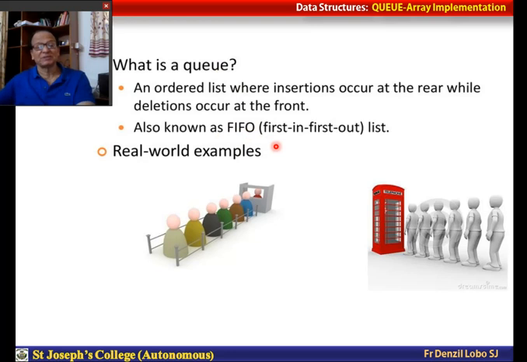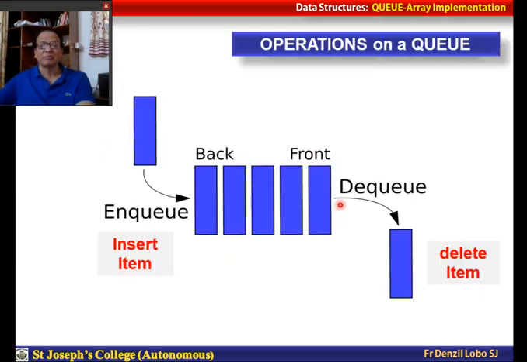For stacks, you know, it is LIFO, last in, first out. Here, first in, first out for queues. So these are the real world examples of the queue.